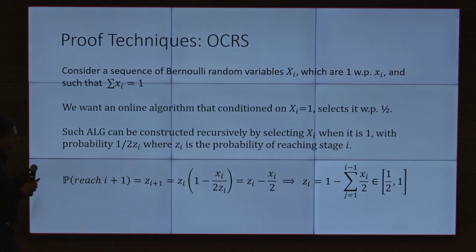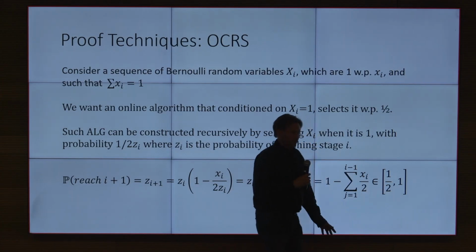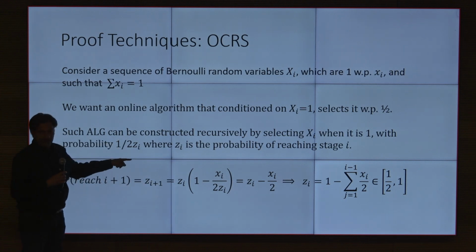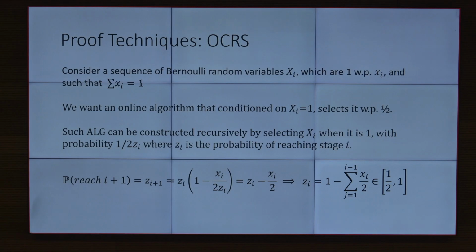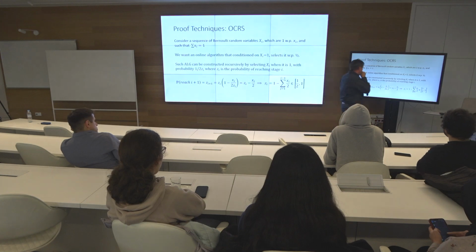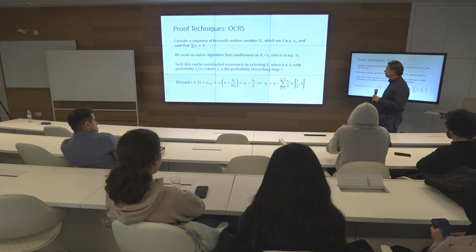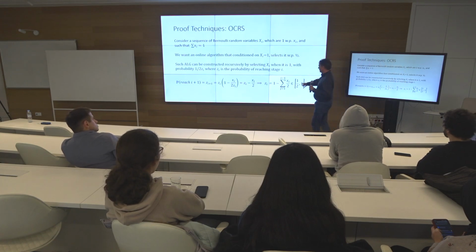And this number, luckily, is between 1/2 and 1. This is very important, because otherwise this is not even a probability. So first of all, this is a probability, and second, it's at least 1/2. So the probability that we take this guy is at least 1/2, and the algorithm is well defined. We only need the sum of xi to be smaller than 1 for this algorithm to exist. Yes, that's the only thing we need, exactly.